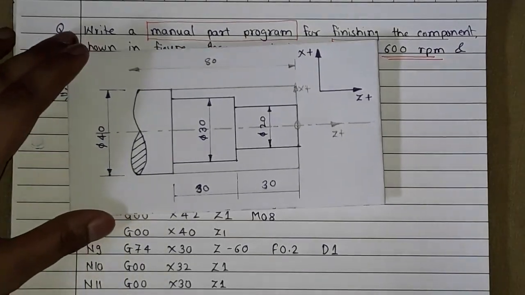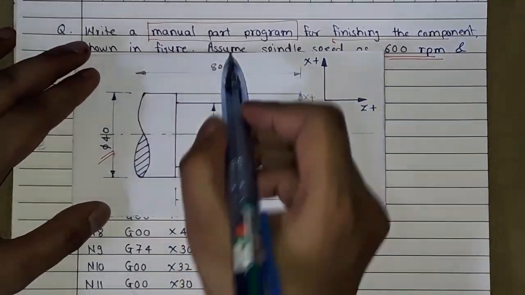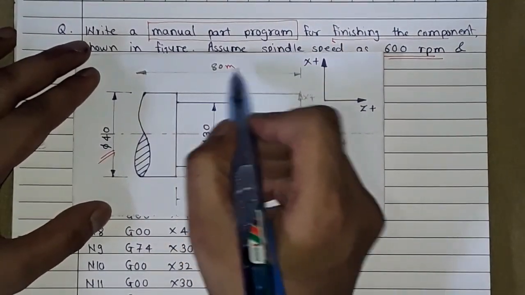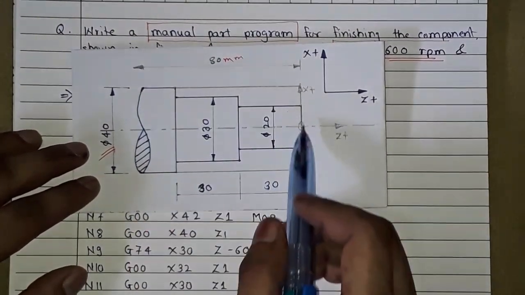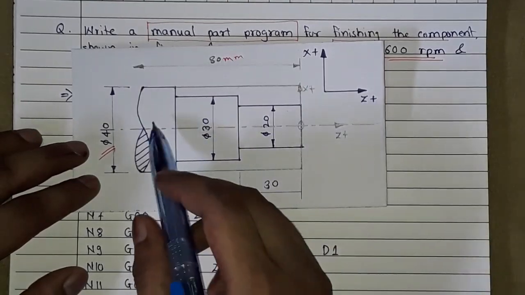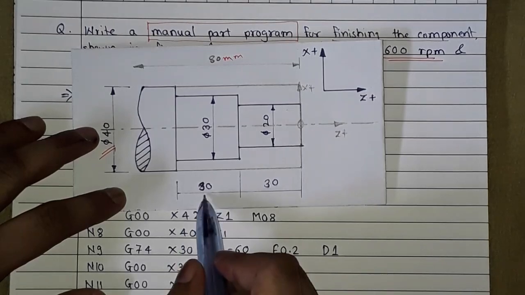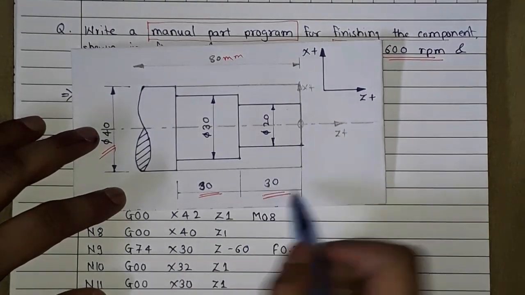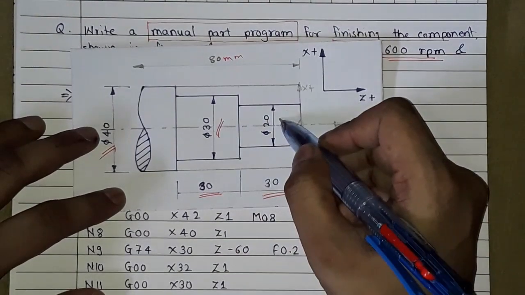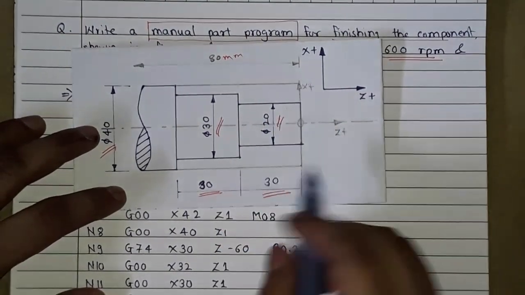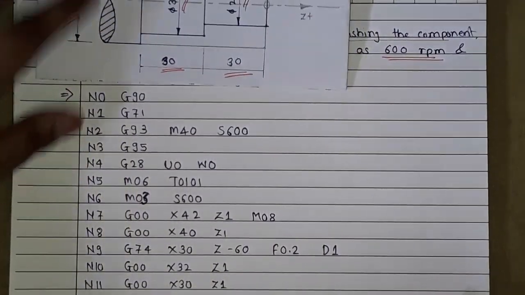Here friends, we have raw material which has a diameter of 40 mm and a length of 80 mm. We have to make this raw material into this part, which is in blue line, which has lengths of 30 mm and 30 mm, and this diameter is 30 mm and this diameter is 20 mm. So friends, let's start with our part programming.